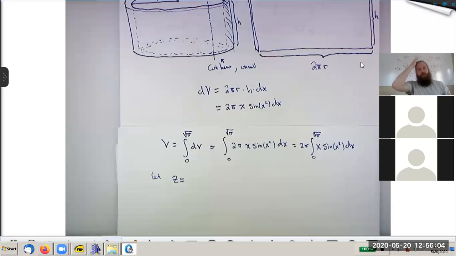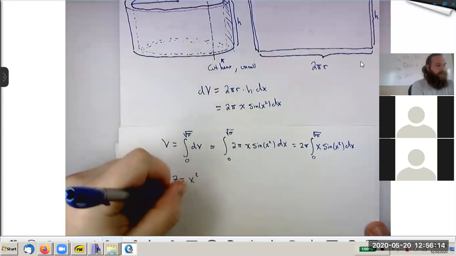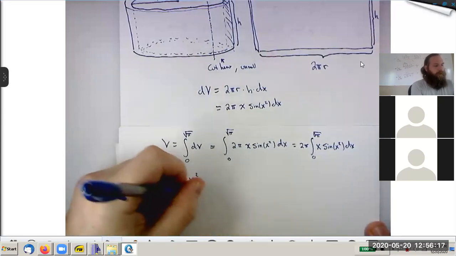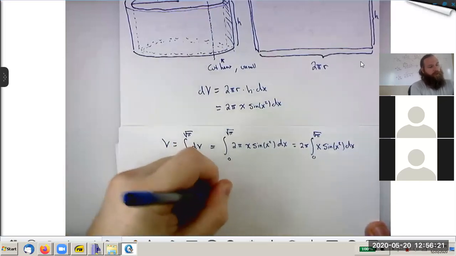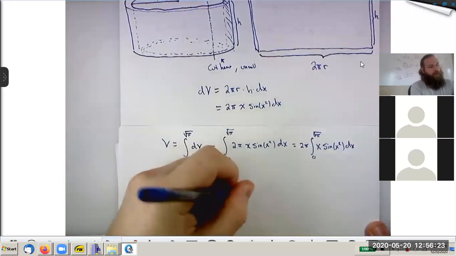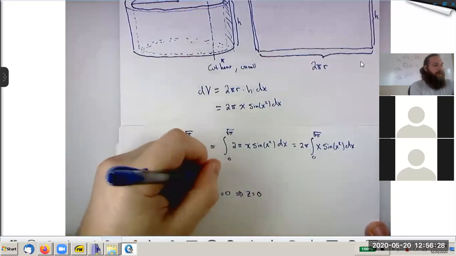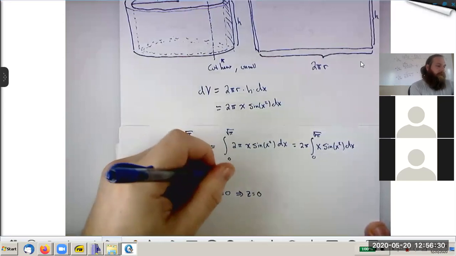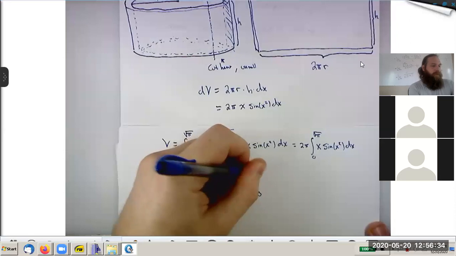If it was just sine of x or sine of z, I know what to do with that. And if I let z be x squared, then dz is going to be 2x dx. So that'll take care of my x. So I'm going to let z be x squared. dz then is 2x dx. I also need to change my bounds. When x is equal to 0, z is equal to 0 squared, which is also 0. When x is equal to the square root of pi, z is equal to the square root of pi squared, which is just pi.